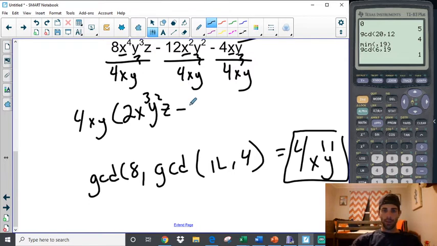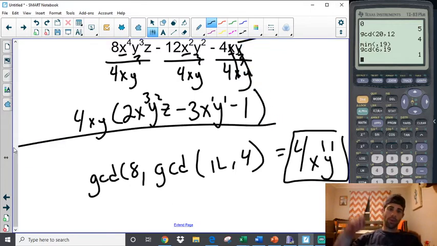Negative 12 divided by 4 is negative 3. 2 minus 1 is 1. 2 minus 1 is 1. 4 divided by 4 is negative 1 here. X's cancels. Y's cancels. There you go.